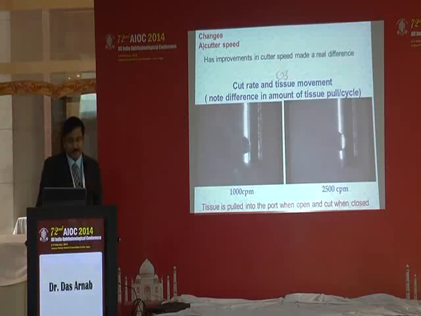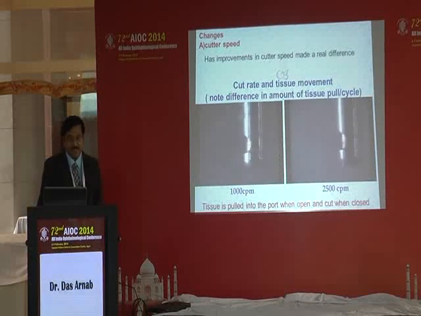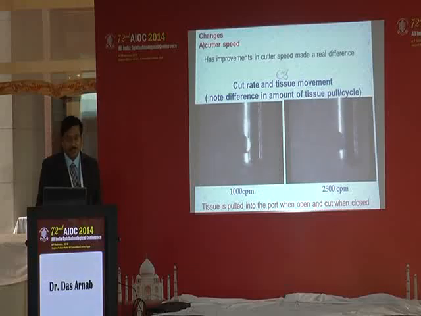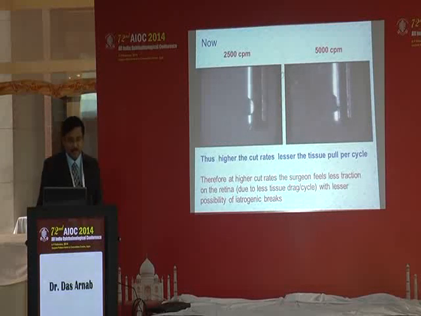Talking of the changes, coming first to cutter speed, has improvement in cutter speed really made a big difference? In this high magnification, slow motion video comparing cut rate and tissue movement, I would request you to take note of the difference in the amount of tissue pull per cycle between 1000 and 2500 cuts per minute, and the difference between 2500 and 5000 cuts per minute. Obviously, the higher the cut rates, the lesser the tissue pull per cycle. Therefore, at higher cut rates, the surgeon feels less traction on the retina due to less tissue drag per cycle, with lesser possibility of iatrogenic breaks.